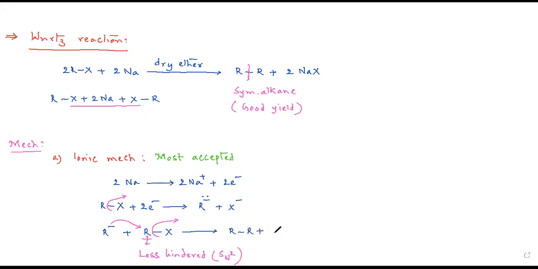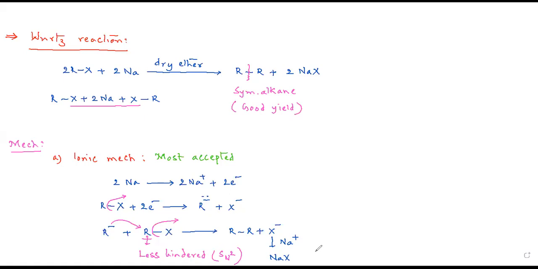And we'll get this, R-R, the next minus. You've actually got Na plus. So this combines with Na plus and forms sodium halide.